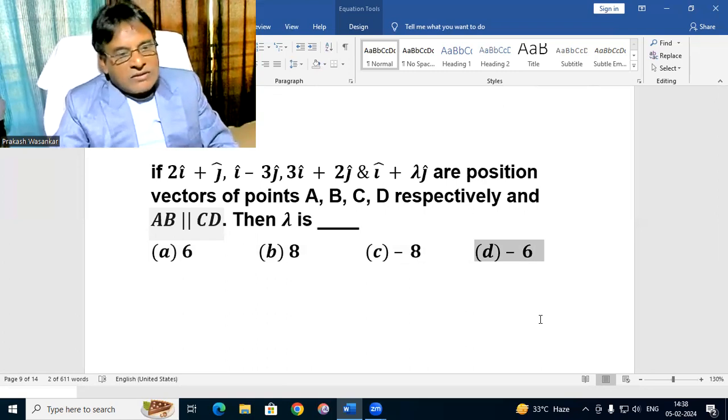So in this way, we solve one problem on vector algebra.